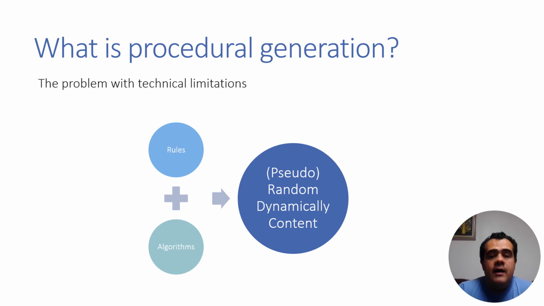First, procedural generation is a technique that game developers use to generate content for video games. They use rules and different algorithms to create pseudo-random content. It is pseudo because all the content is generated based on the rules and algorithms that they define, so it's not totally random.